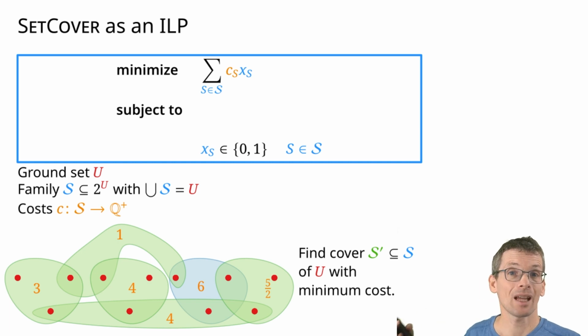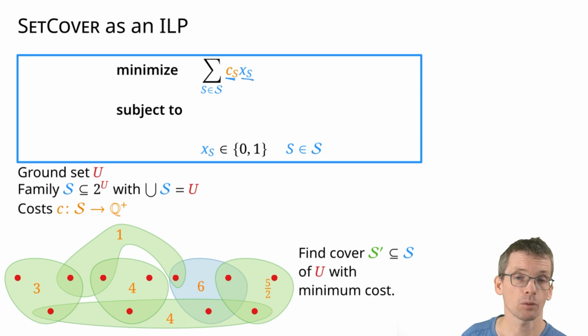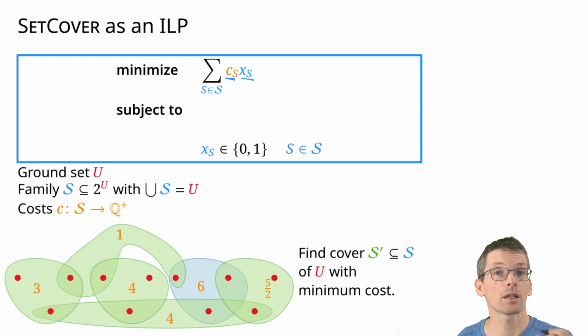I want to have the sum of the costs of the sets that I select, and I get this simply as a sum of the cost of a set times x_s, because if x_s is 1, I get the cost. If x_s is 0, so I didn't choose the set, then this set contributes nothing to this sum. And now our constraints should make sure that we cover all of the elements of our ground set.